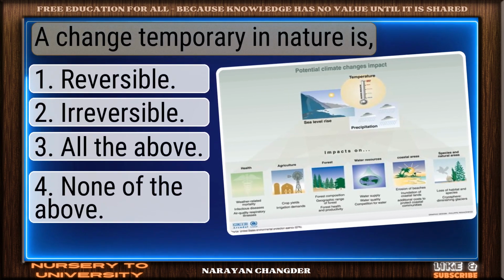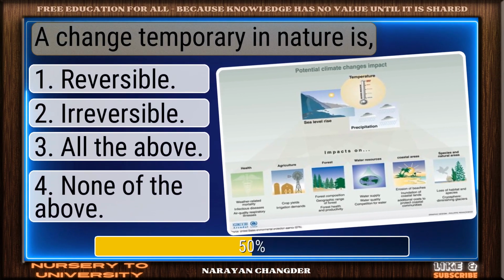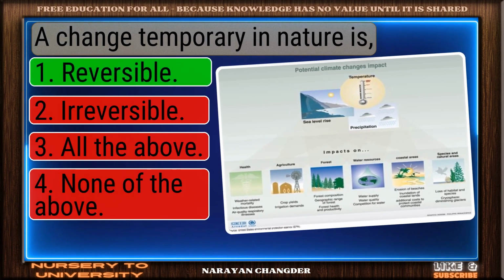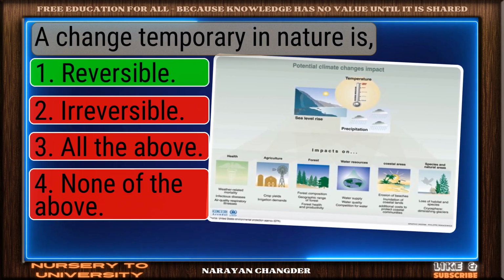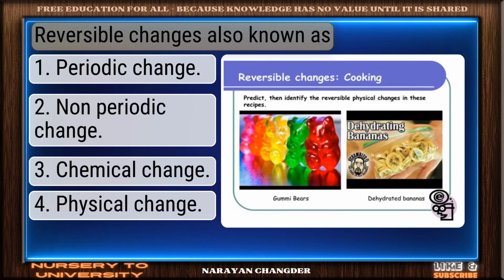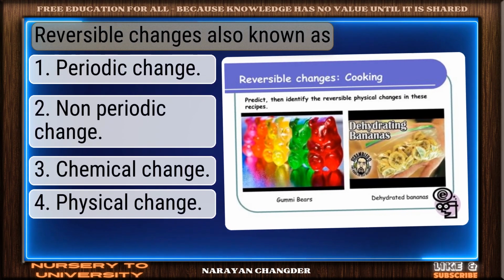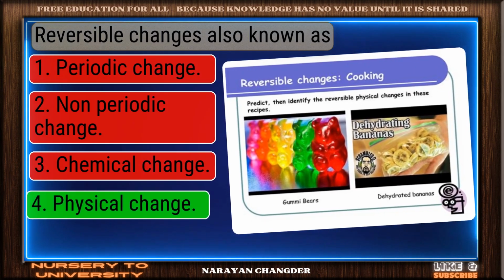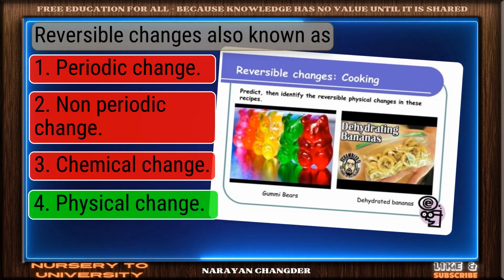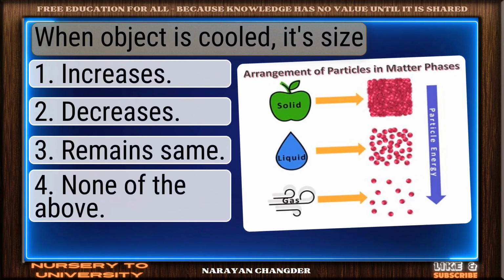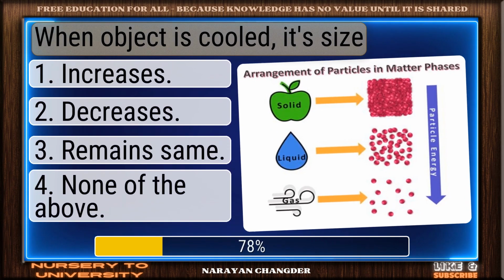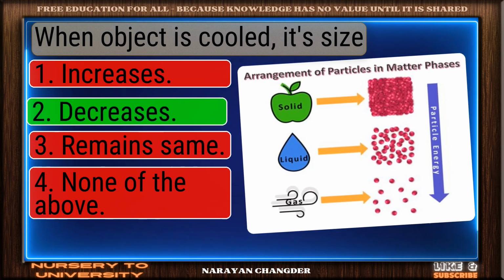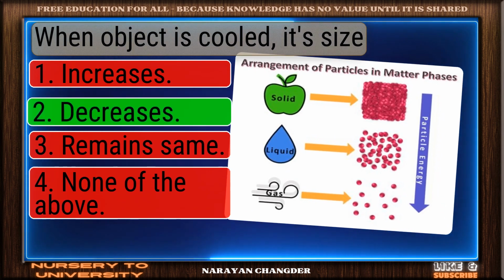A change temporary in nature is. Great job. Reversible is the accurate answer. Reversible change is also known as. On track. Physical change is the correct answer. When an object is cooled, its size. Smart move. Decreases is an accurate answer.